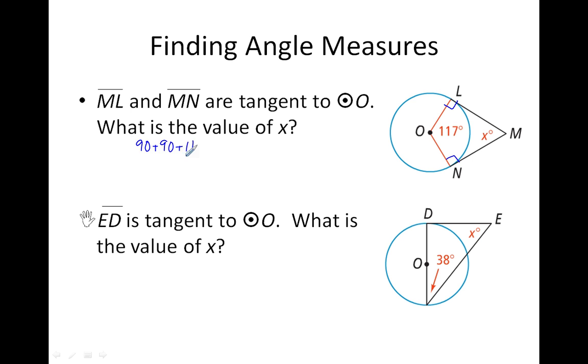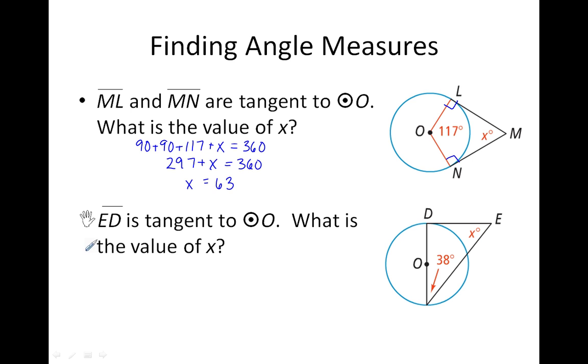So if I add together the three that I have plus x, set it equal to 360, I can now solve and find the value of x. 90 plus 90 plus 117 is 297, plus x equals 360. Subtract 297 from each side, I get x equals 63.